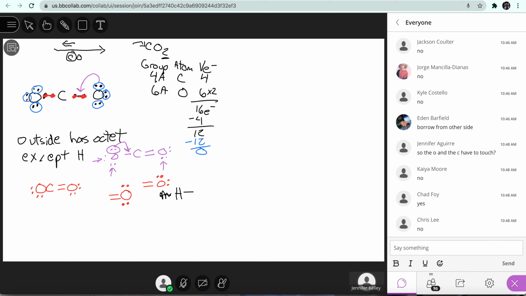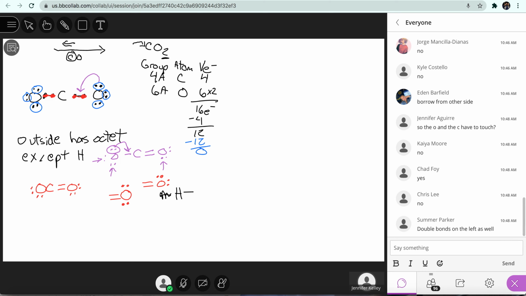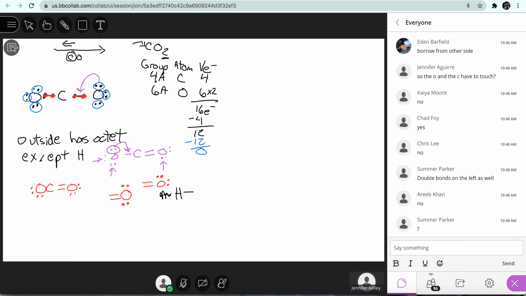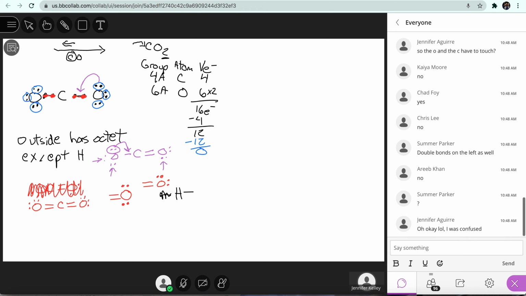Let's see. So the O and C have to touch. Yes. And they're touching by... Oh, wait. No, I screwed that up. Hang on. There should have been lines there. That was a good question. I'm glad you asked me that. Okay. This is what they should look like. They should always have 2 lines, right? I thought you meant do they touch by having lines or are they sharing, but I just drew it crazy.